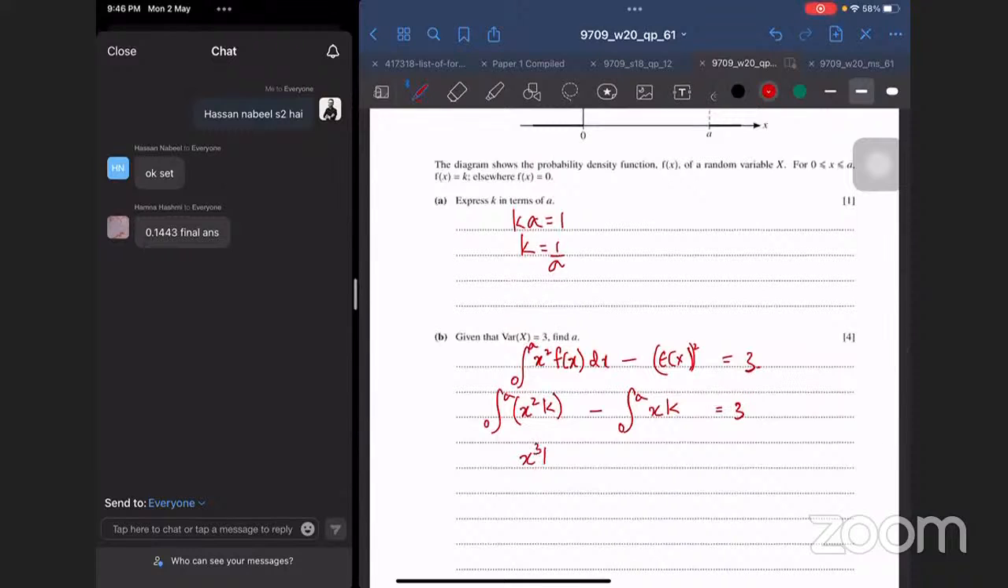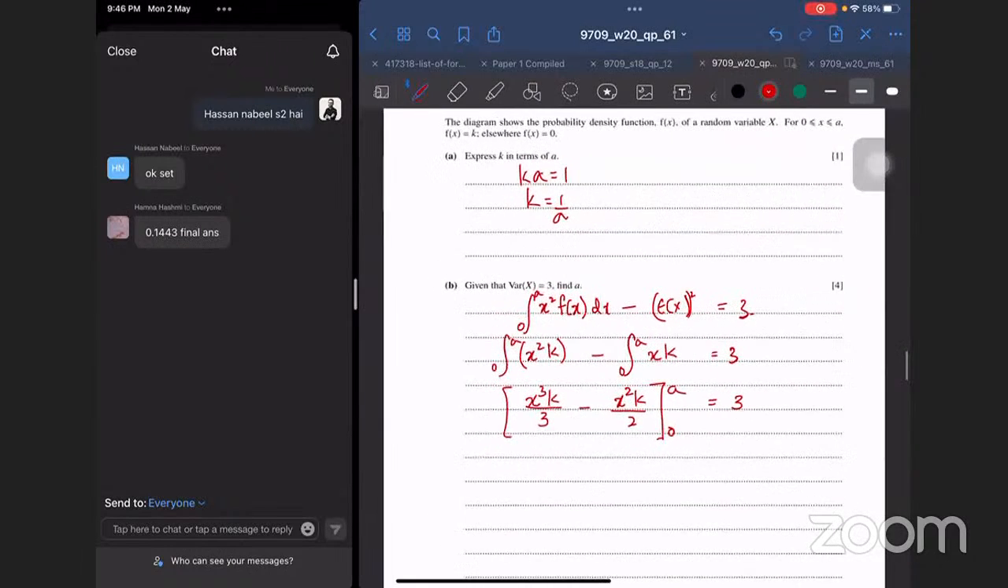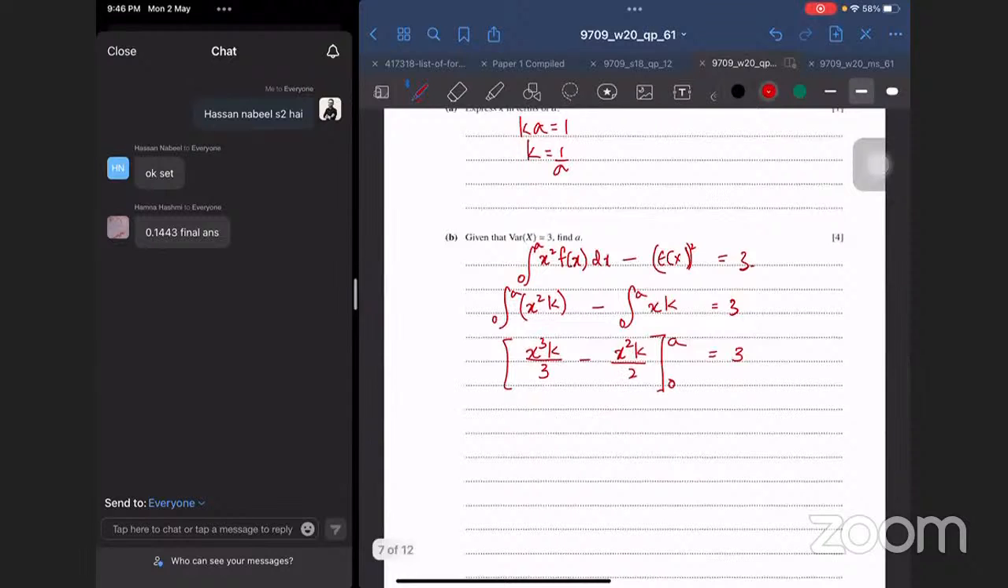So this becomes x cubed k over 3 minus x squared k over 2. And the limits are 0 to a. Okay, I know that I can replace k with 1 over a, but I'm going to do that towards the end when I've simplified everything else. This becomes a cubed k over 3 minus a squared k over 2, minus 0, because x when plugged in as 0 gives me 0 entirely. Now I'm going to plug in k as 1 over a.